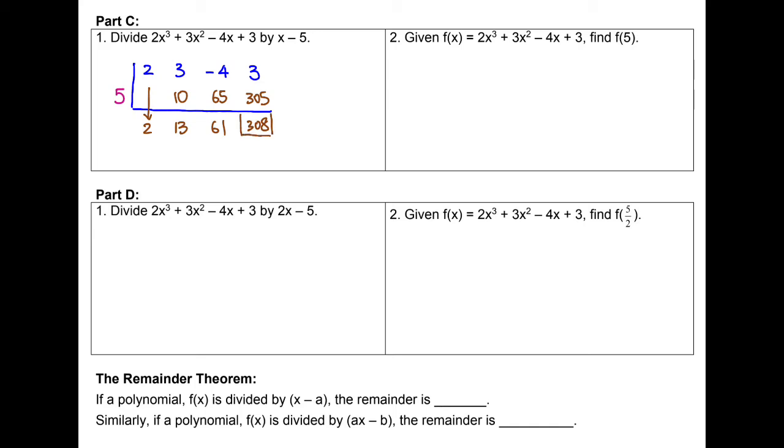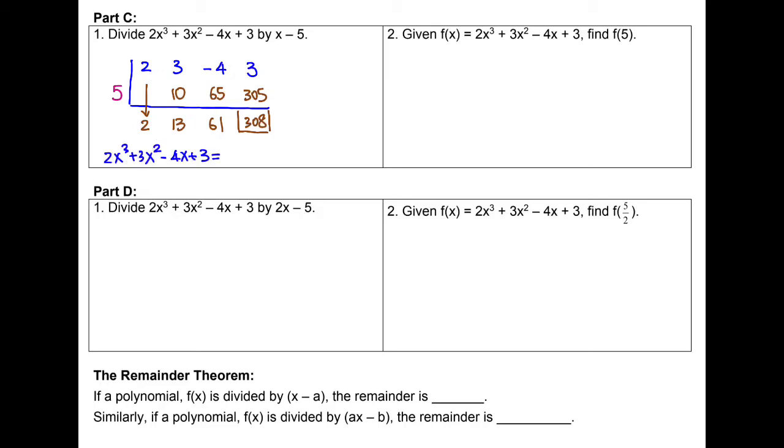And now let's make a conclusion. Dividend equals divisor, x minus 5, times the quotient, 2x squared plus 13x plus 61, plus the remainder, 308.